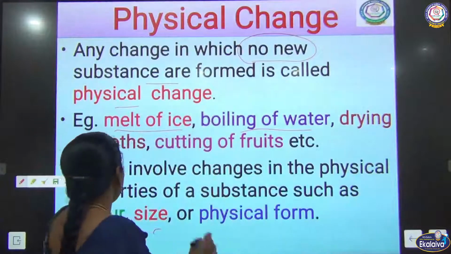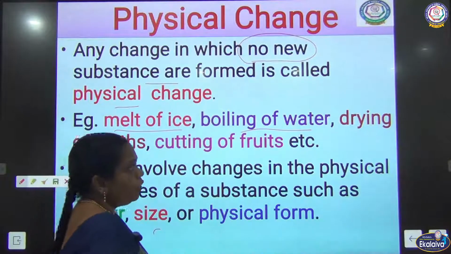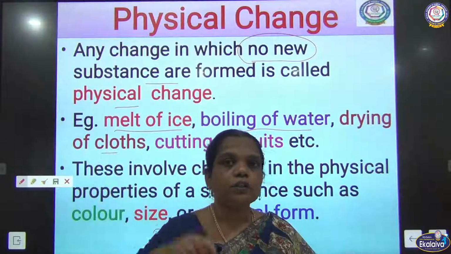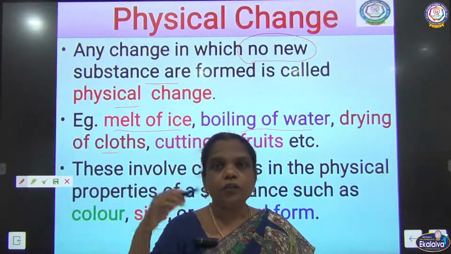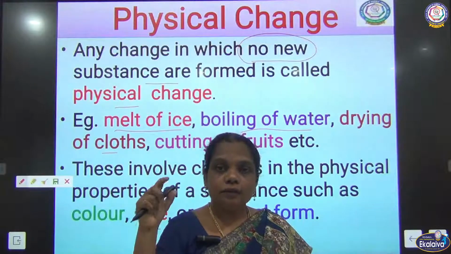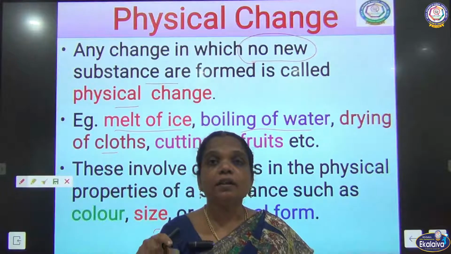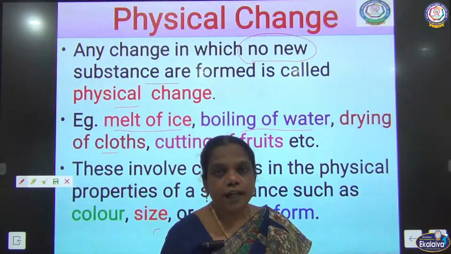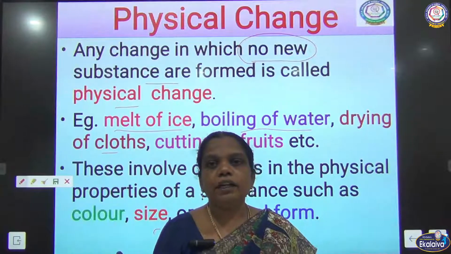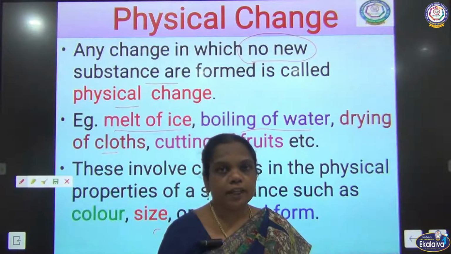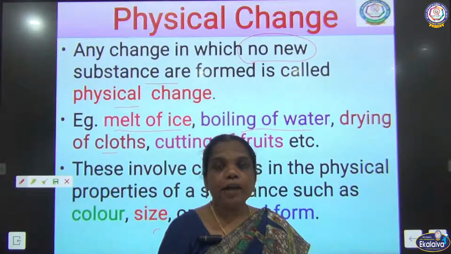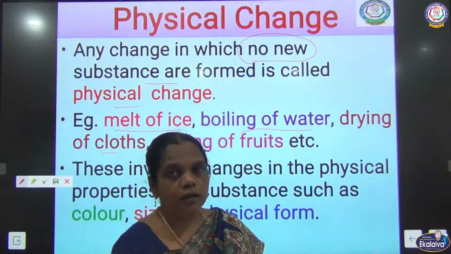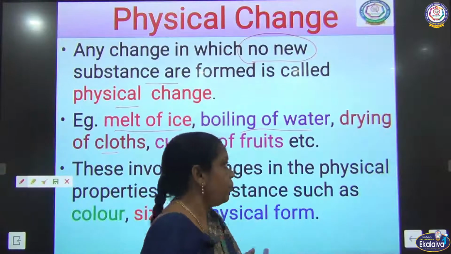In the same way, the drying of clothes. If you expose wet clothes to sunlight, during the heat what is going to evaporate? The water, the moisture present in the clothes, all gets evaporated and the clothes become dry. There is no change in that. The cloth remains the same. Only the water molecules present in the cloth escape.